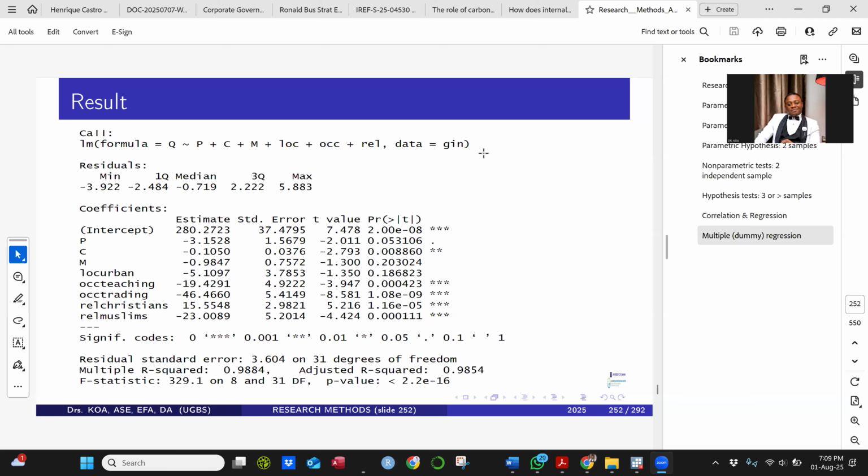What you see on your screen, ladies and gentlemen, is a multiple regression output. In that multiple regression, Q is the dependent variable. Q is the quantity demanded of gin bottles, and quantity demanded of gin bottles is the dependent or outcome variable.